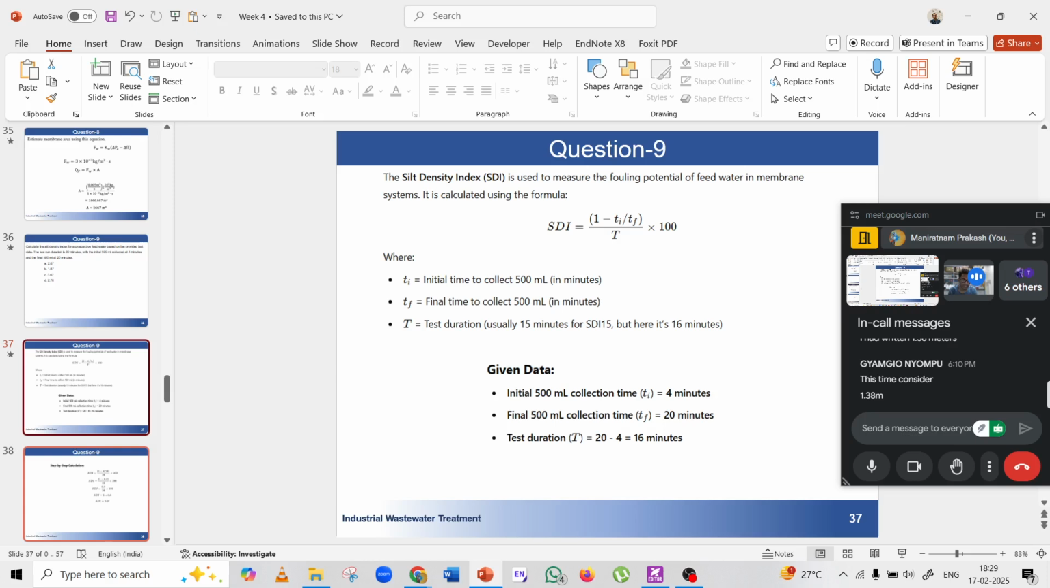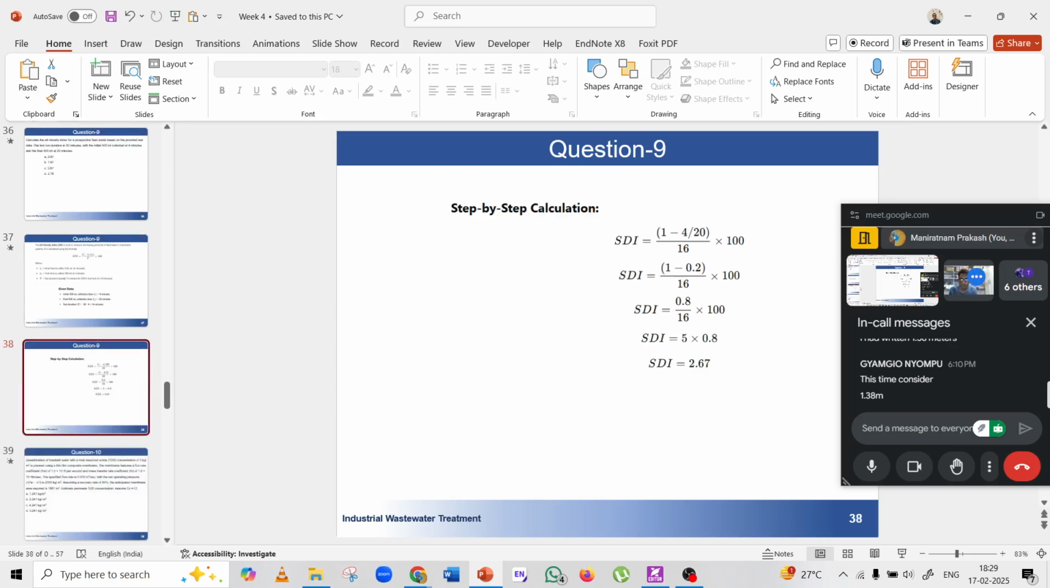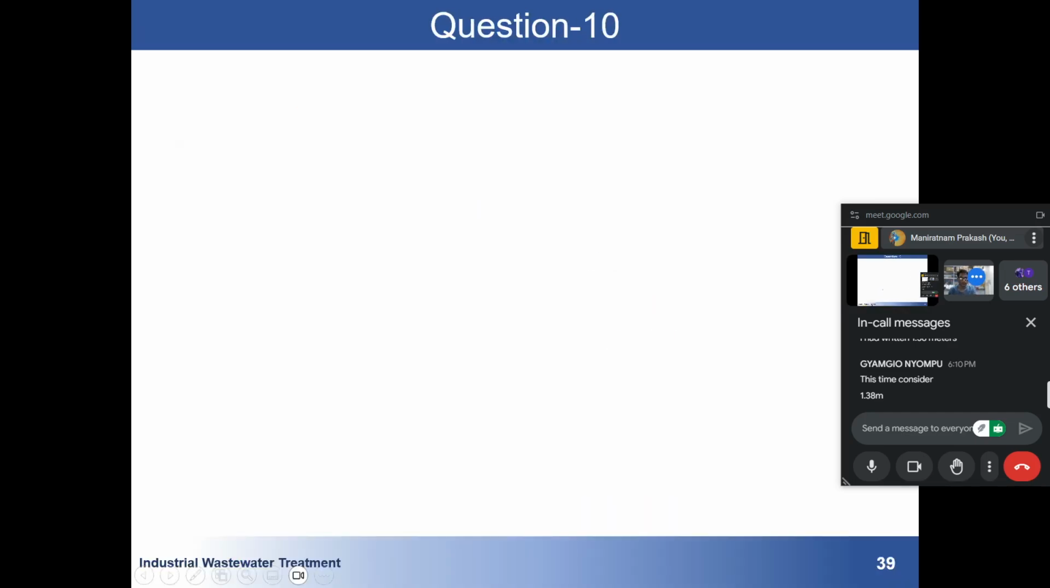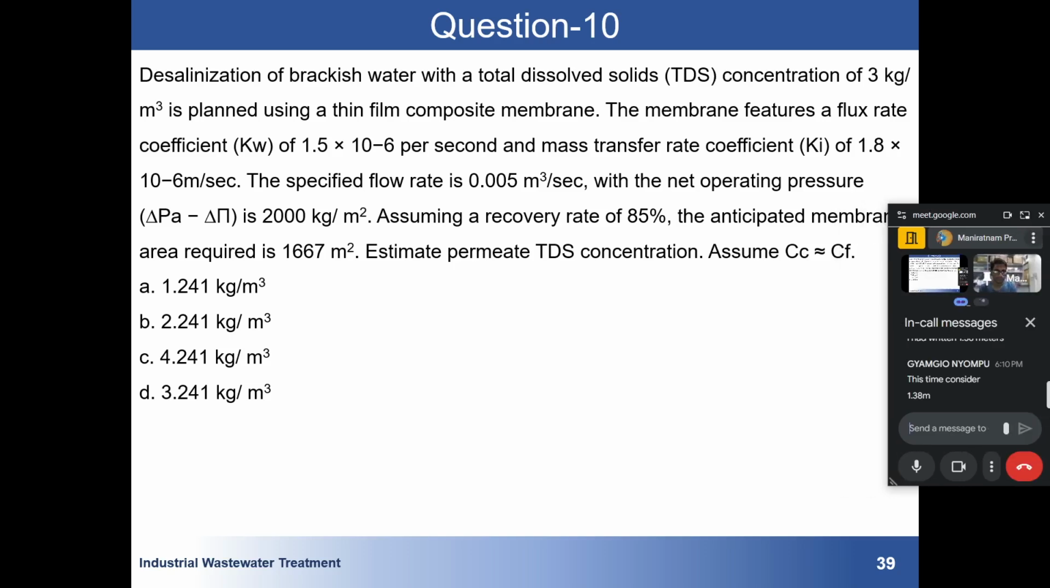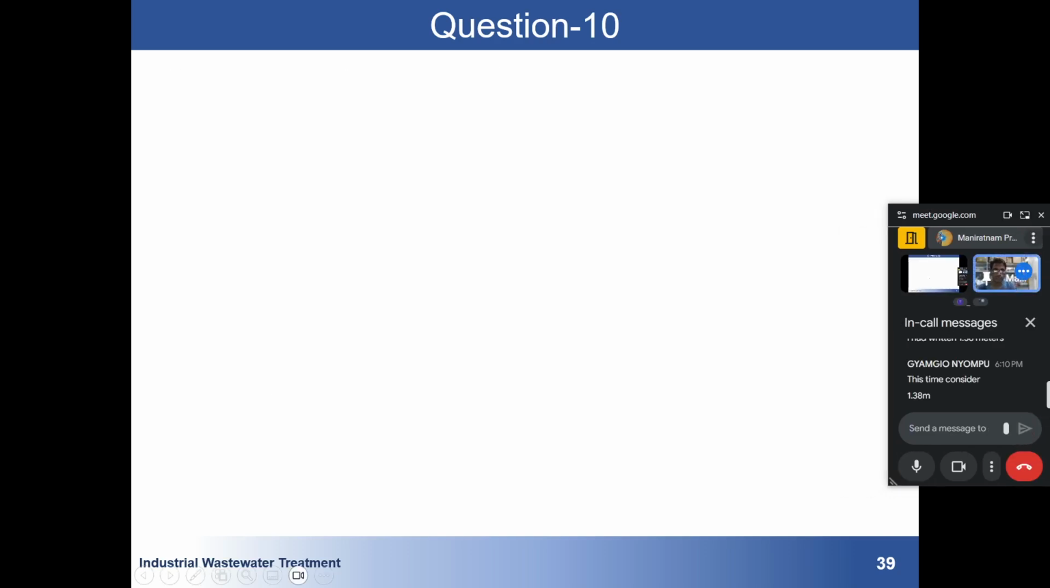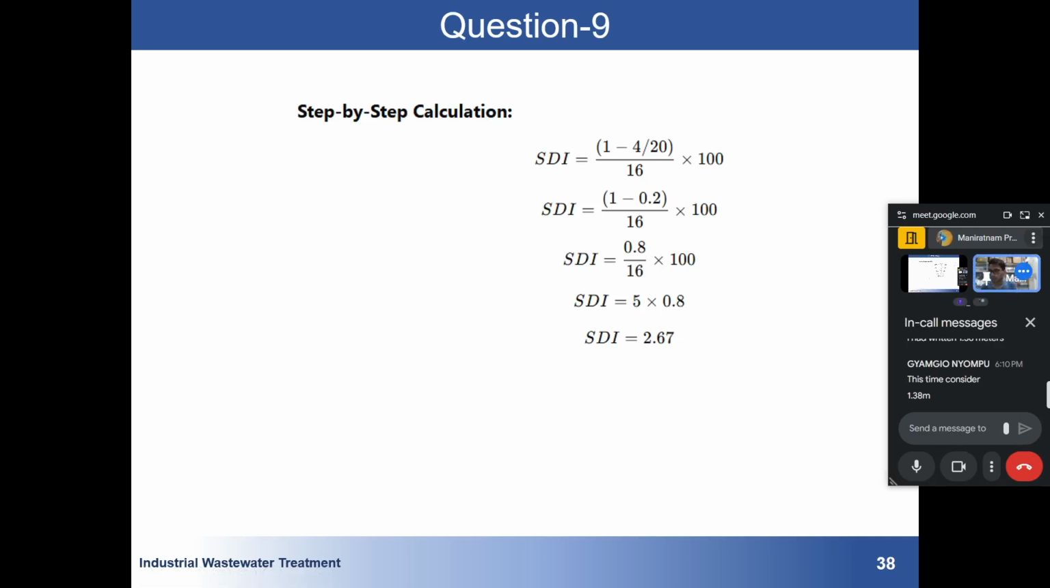So T will be 20 minus 4, that is 16 minutes. You can see that 20 minutes was the time to collect, 4 minutes was the time for initial collection, and so in between there is a test duration of 16 minutes. I will put all these values in and get SDI as 2.67. I hope this is clear to you. Any doubt on this? This is a simple question. I think there should be no doubt.